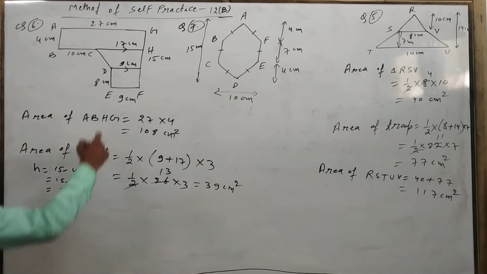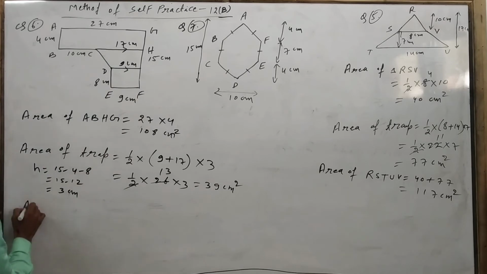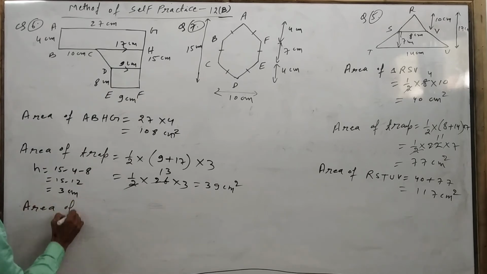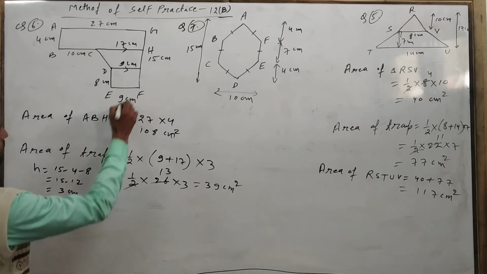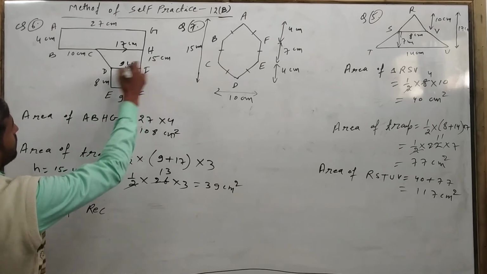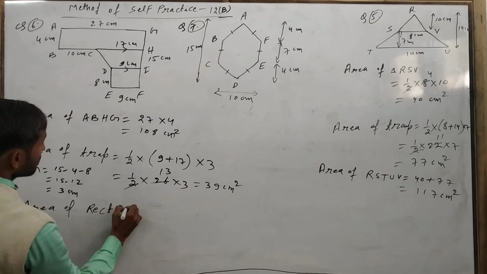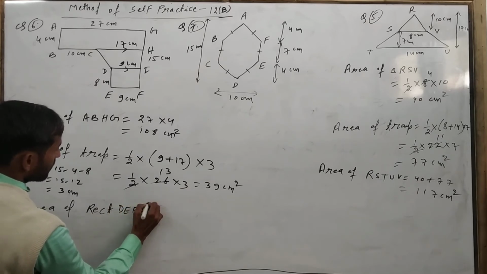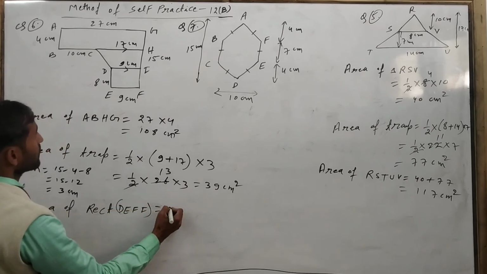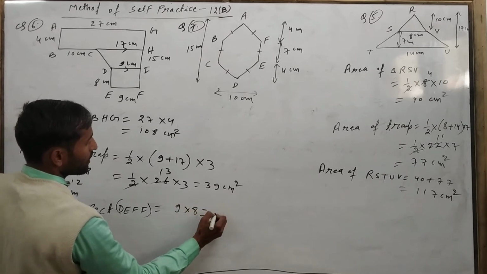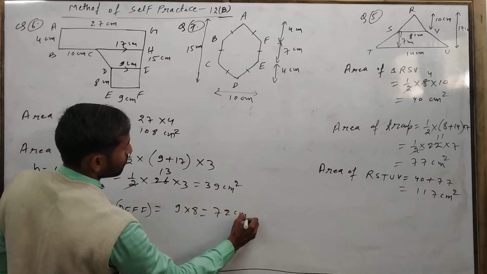Okay. After that we have to find the area of the small rectangle. Area of rectangle DEFI is equal to length into breadth, 9 into 8. So it will come 72 centimeter square.